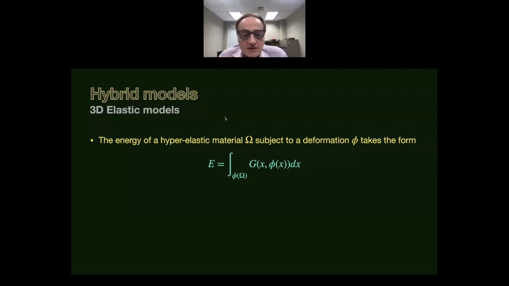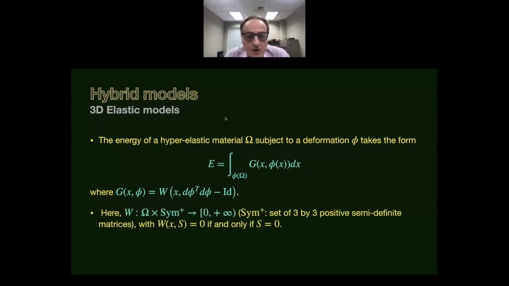Something which is well known about elasticity is that if you have a hyperelastic material, the energy is typically defined in this form, where G depends on dphi transpose dphi minus the identity, and dphi transpose dphi is the Cauchy-Green tensor. So this is elasticity, and there are a lot of things that can be said on this. But what is important is that G is a function of X and a symmetric matrix.